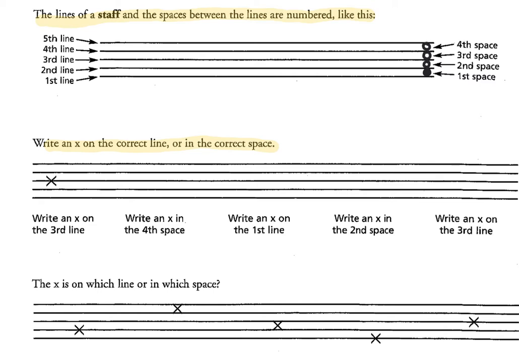So let's try the same thing for us. Write an X in the fourth space. So here's the first space, second, third, fourth. Now be careful with these X's when I see these. I want to make sure they're in the space or on the line. That says space, make sure it's in the space. Now this next one says write an X on the first line. Just like before, remember, first line, bottom line, okay?